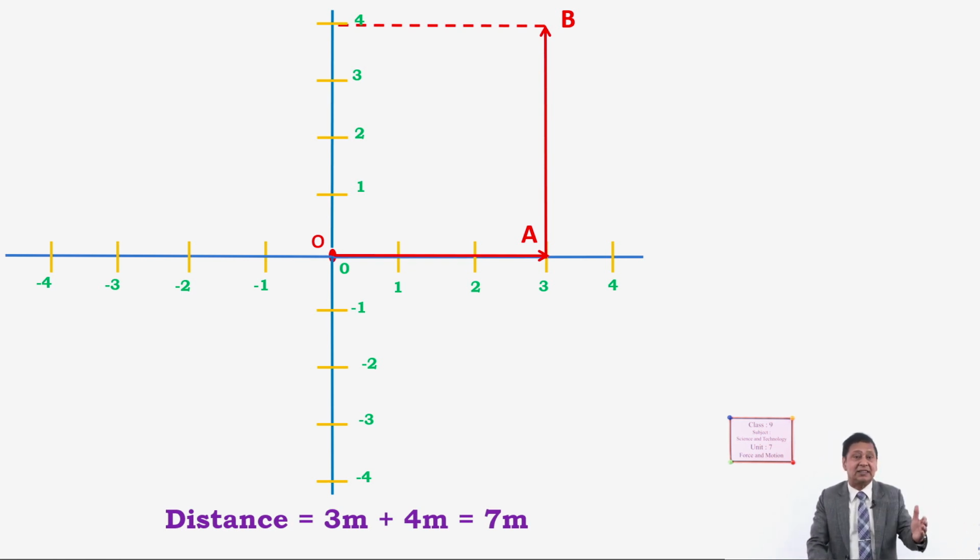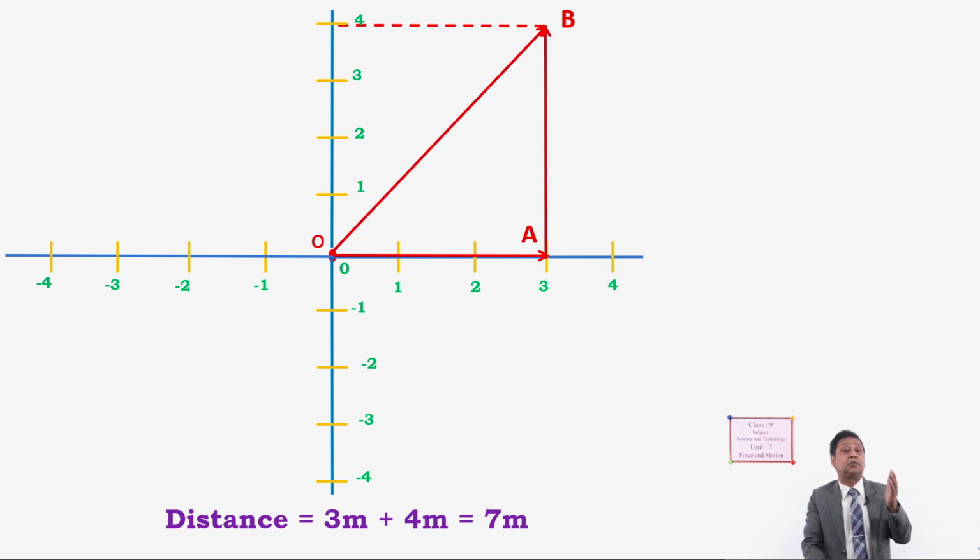Distance is not related to direction, that's why whether it is towards east or towards west or upward or downward, the total length of the path is 7 meter. But displacement is different. What is the distance between O and B? This is the shortest distance between initial and final position, and this represents displacement. That's why displacement cannot be 3, cannot be 4, and cannot be 7. Displacement cannot be obtained by adding 3 and 4.